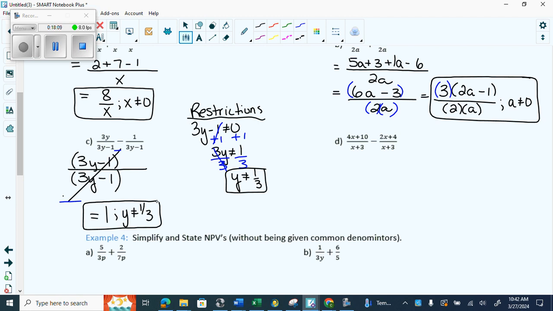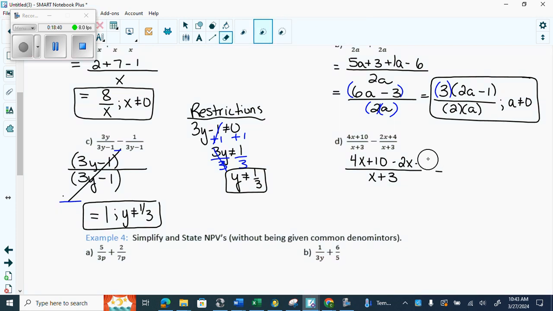All right, let's look at this one. X plus 3, x plus 3, x plus 3 in the denominator. Then we have 4x plus 10 minus 2x plus 4, obvi. So, what I didn't do is a common error, right? I have to subtract the 2x and I have to subtract the 4. And so I get this.